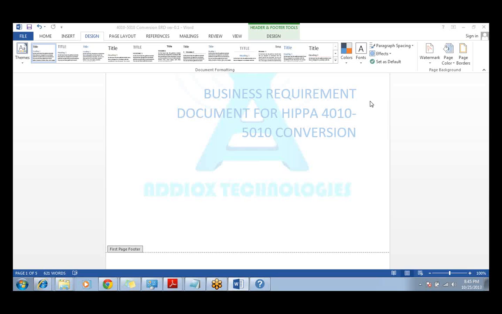Now, as part of this particular document, I understand that the 4010 to 5010 conversion guide, the 5010 implementation guide, is a very big document. So you won't be able to spend time or give that level of detail in your business requirement document. So if you have taken any piece of information from there, that is also accepted.